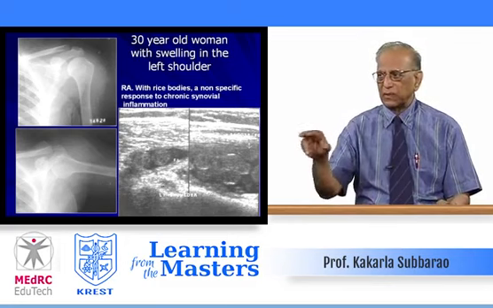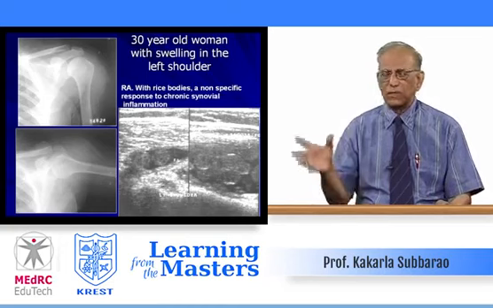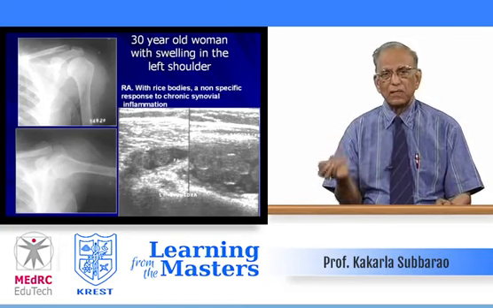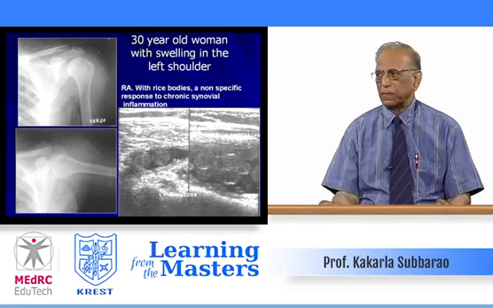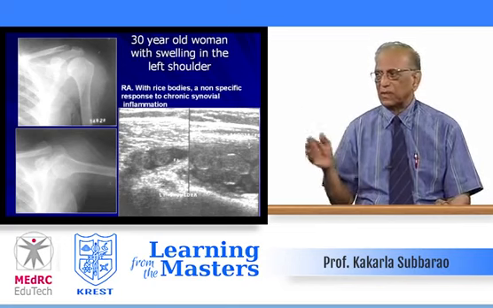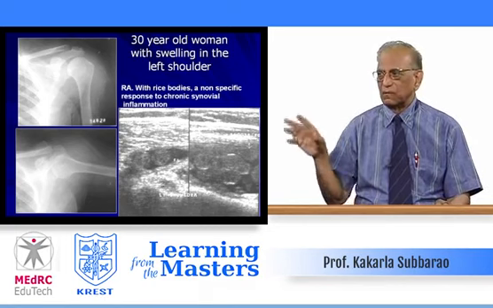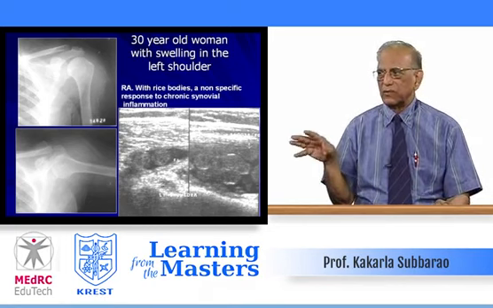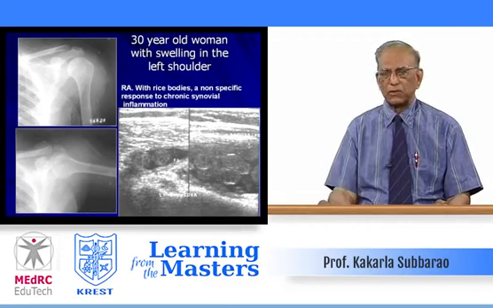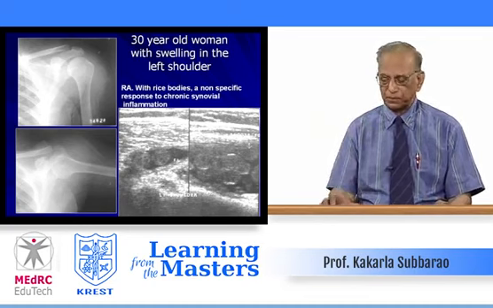Same thing down in the picture, again the lateral view of the humerus. Again you see the soft tissue swelling with nondescript features. Whereas on ultrasound, on your right hand lower side, you could see multiple echogenic loose bodies, a non-specific response to chronic synovial inflammation. These are called rice bodies, but these also can be seen in, say for example, tuberculosis also.